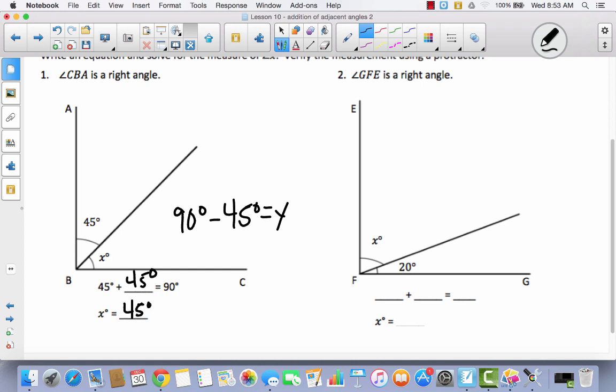All right, so let's see if we can do this one. See if you can fill out this equation by yourself and then come back. Hopefully you put x degrees plus 20 degrees equals 90 degrees, because again it tells us that angle GFE is a right angle. So that tells me that together this is 90 degrees. So again 90 degrees minus 20 degrees equals 70 degrees. So x equals 70 degrees.